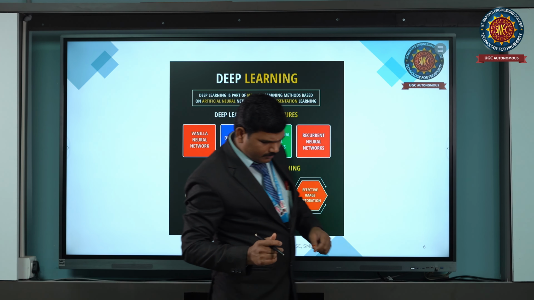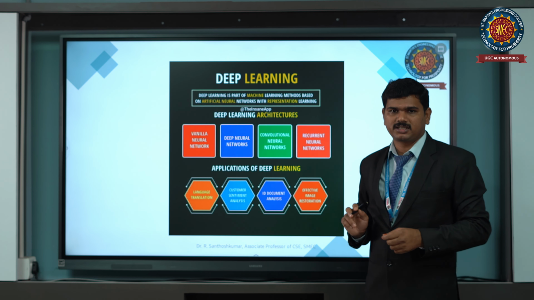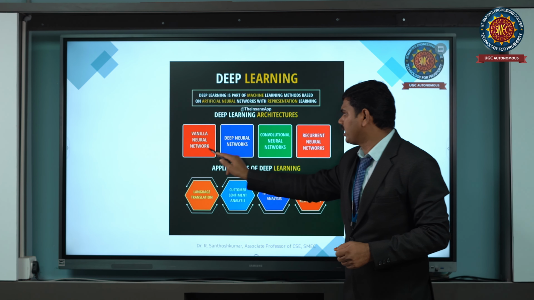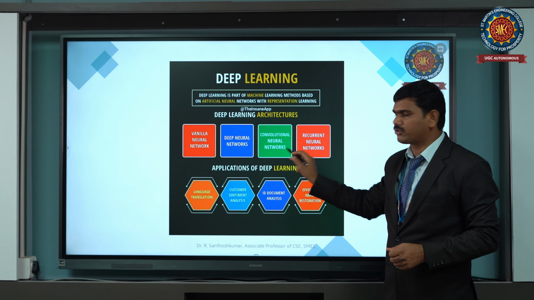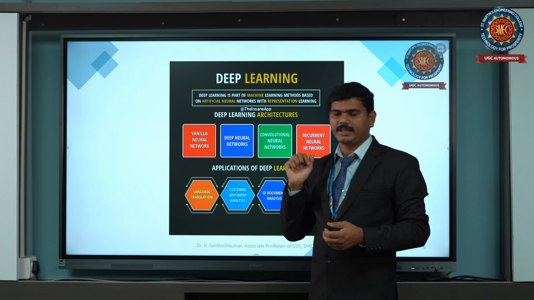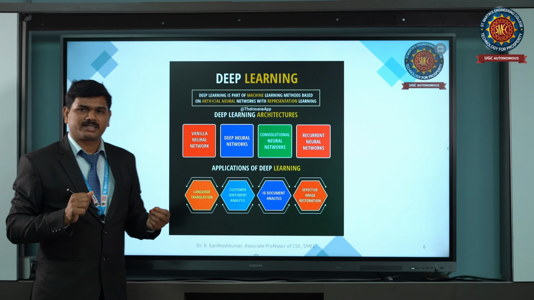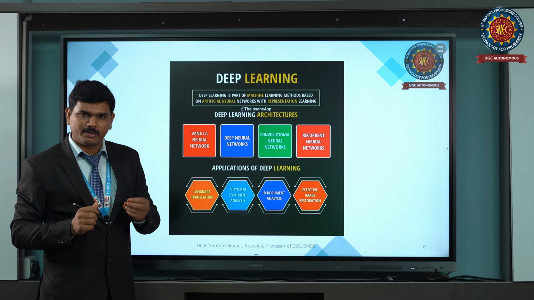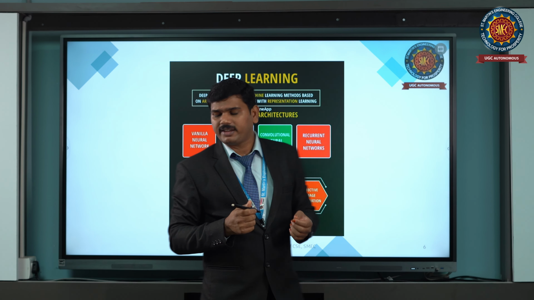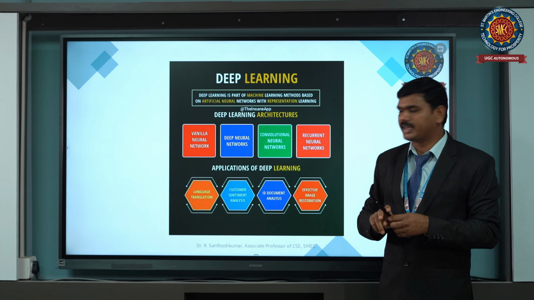And see what the different applications and architectures of deep learning are. Deep learning architectures are divided into four parts: vanilla neural network, deep neural network, convolutional neural network and recurrent neural network. Coming to the applications of deep learning, there are image classification, customer sentiment analysis, ID document analysis, facial image restoration and language translation. These are all the major applications in deep learning.